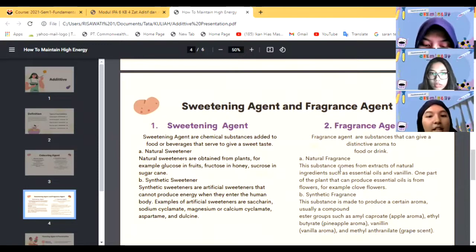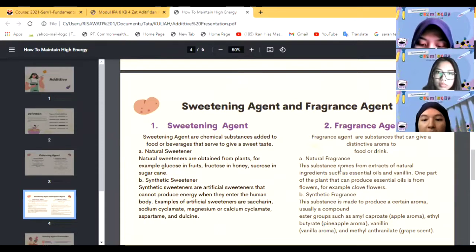The third, there is fragrance agent. Fragrance agents are substances that can give a distinctive aroma to food or drink. There are two: natural fragrance and synthetic fragrance. Natural fragrance, this substance comes from extract of natural ingredients such as essential oil and vanillin. One part of the plants that can produce essential oils is the flower, for example, clove flowers.